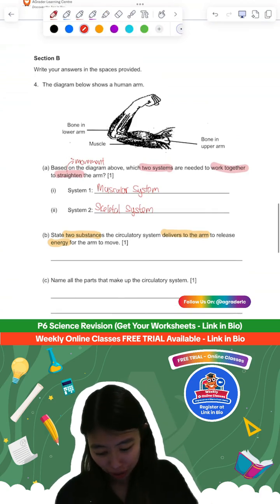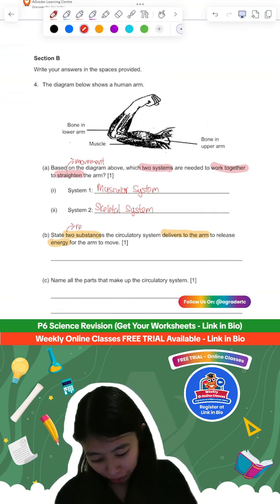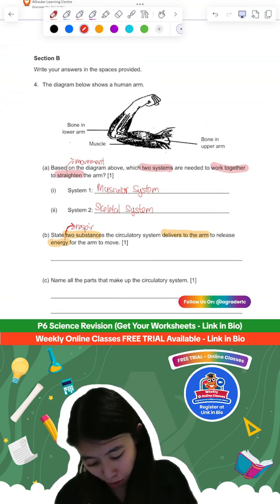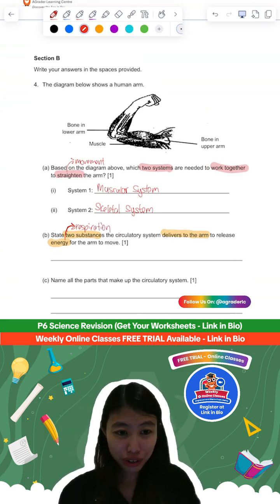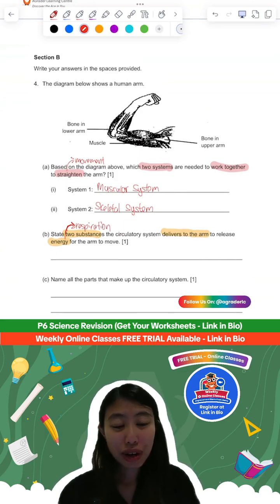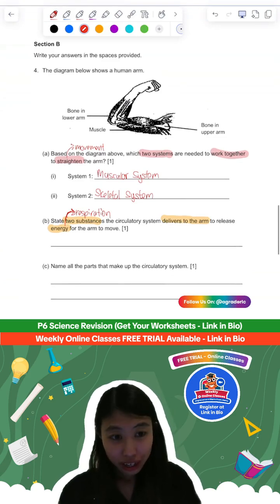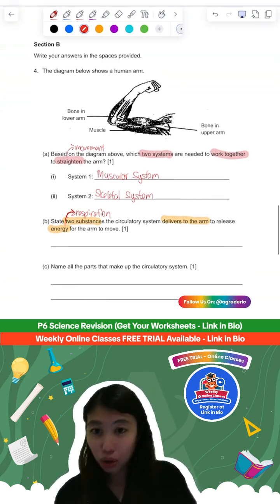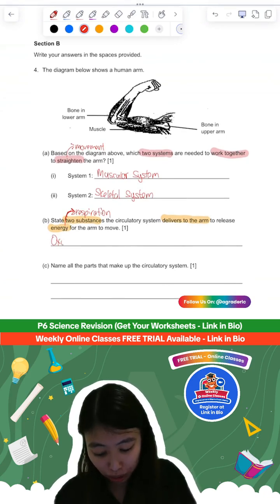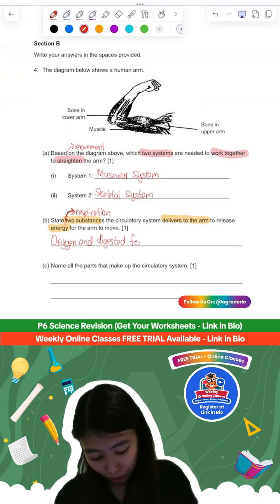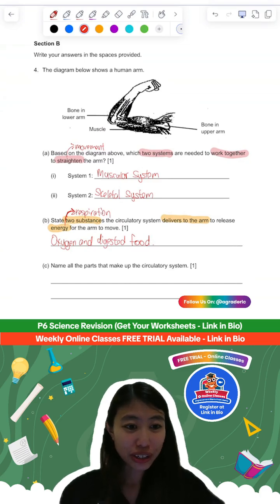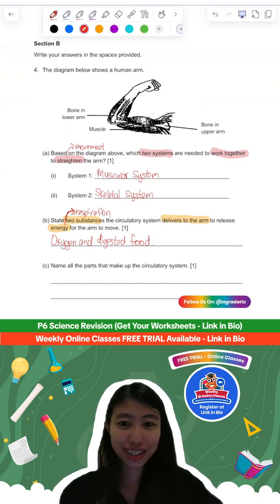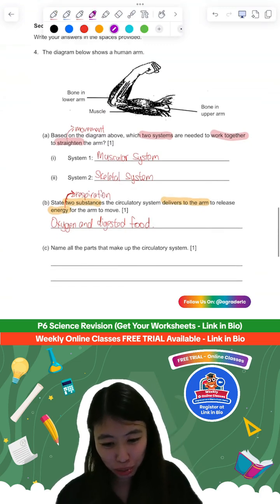Respiration, very good. So this energy is obtained through a process called respiration. Very good, Cheyenne, Fauzi. Welcome back, Ryan. All right, let's write down the answer. The correct answer, the two substances, would be oxygen and digested food. Good. Jaden, very good. Wow, Ima, so fast.